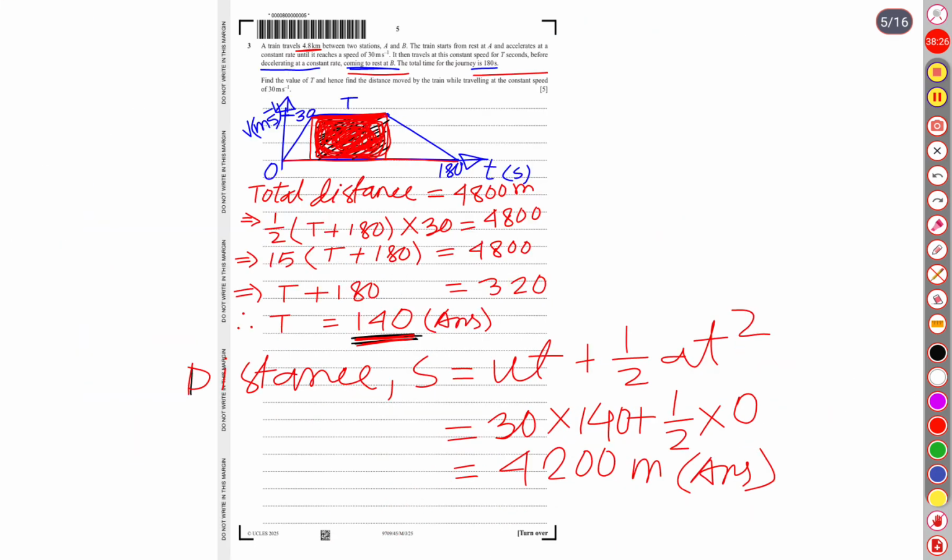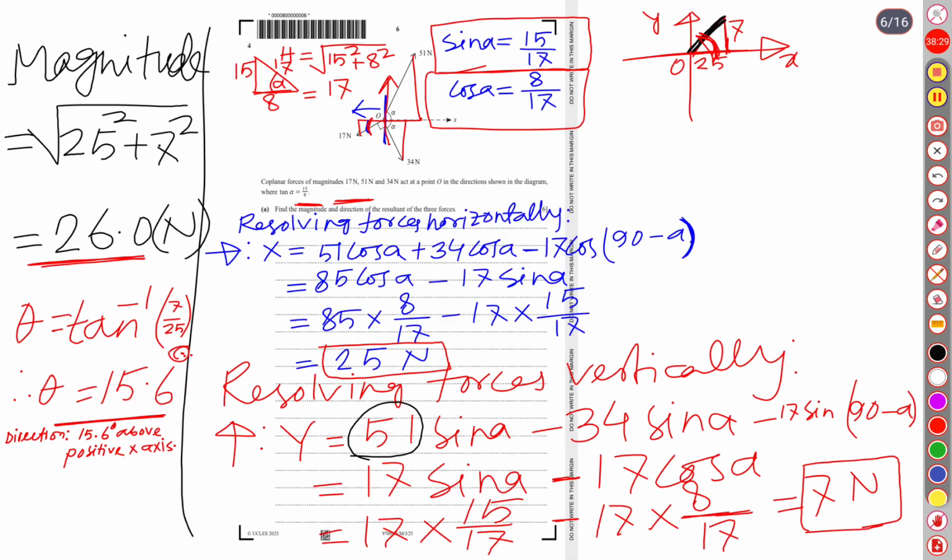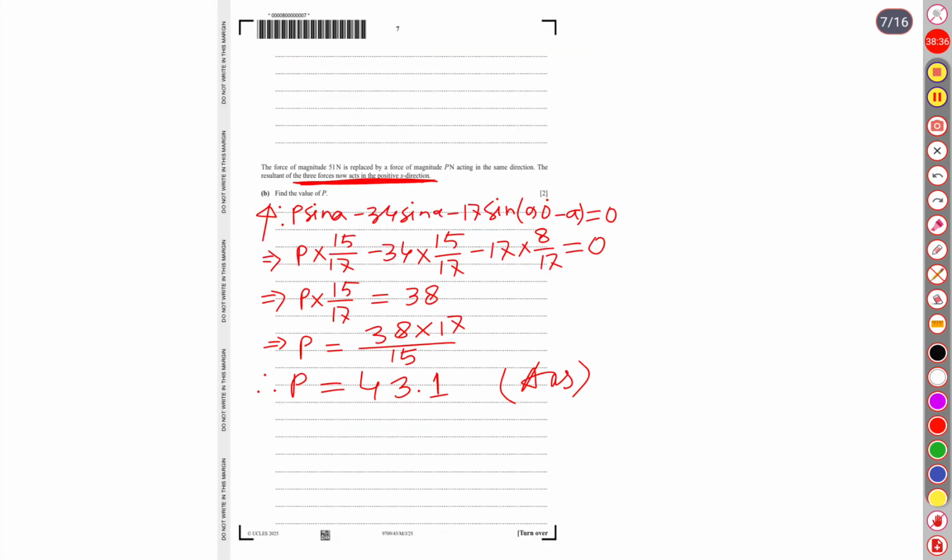This is number 3. Then the first part of 4, and after that the final part of 4. In 4, actually in B, there is only one twist. They have written there is a resultant force in the x direction. That means in the y direction there is no resultant force. That's why we have used the equilibrium formula, that the resultant force is equal to 0. And finally, we have obtained that P is equal to 43.1. That's all about this solution.